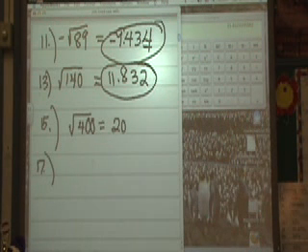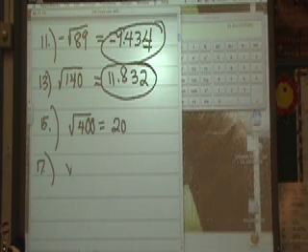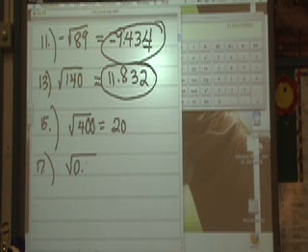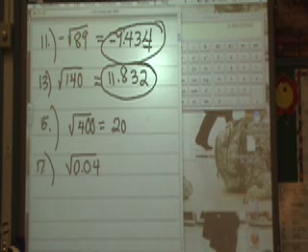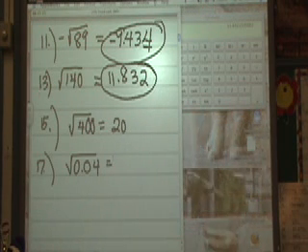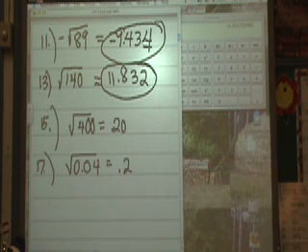17. Emma, the square root of 0.04, without a calculator, don't use it. Do you know the square root of 4 is what? 2. So where would you put the decimal point so that when you times it, you end up with 2 places after the decimal point? 0.2. Very good. And you could check it if you weren't sure.